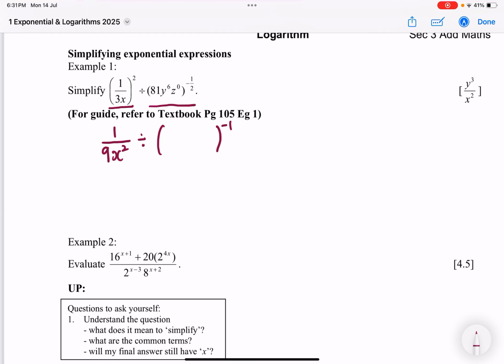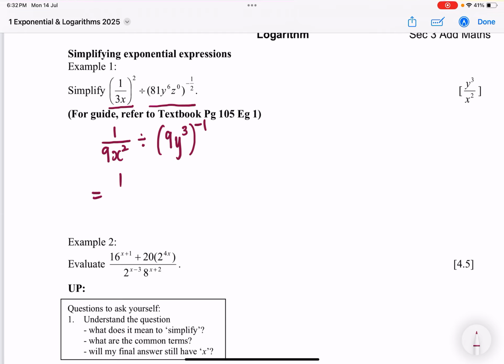But instead of applying the negative half in, I'm just going to apply the power half into all the terms first. So this is going to become 81 power half. So square root 81 is 9. Y power 6 to the power half. So basically the powers get multiplied. And z power 0 is just 1. So that's not even going to appear here. Okay, so this is what the expression looks like as of now. And then here there's a power negative 1.